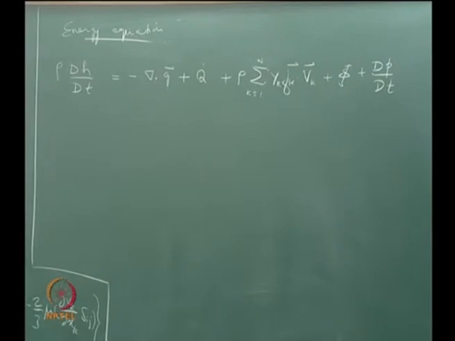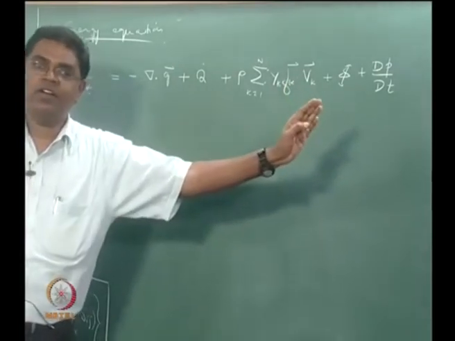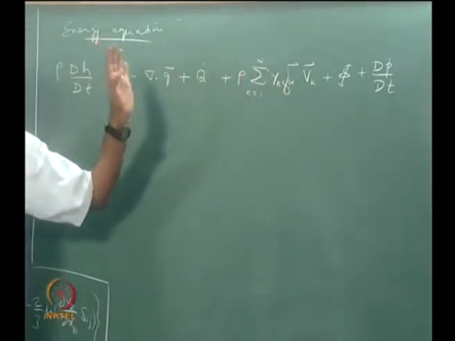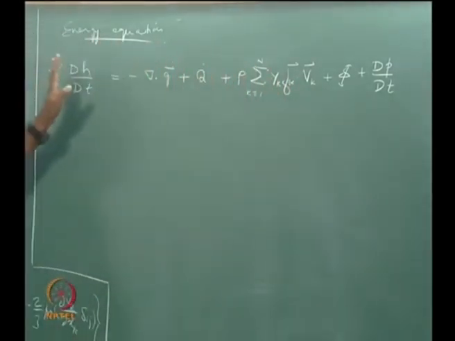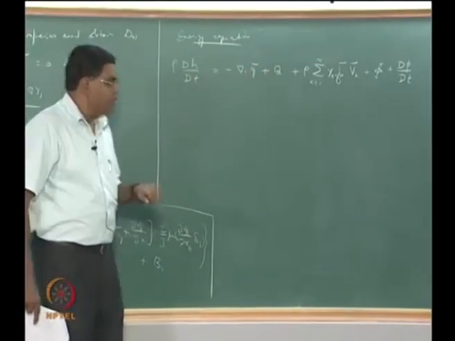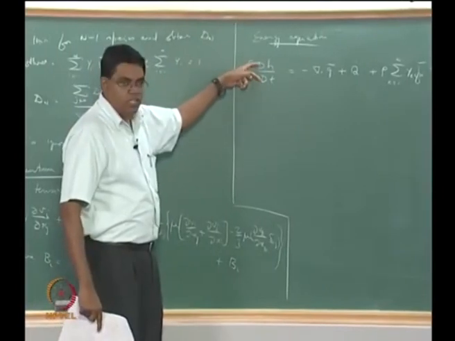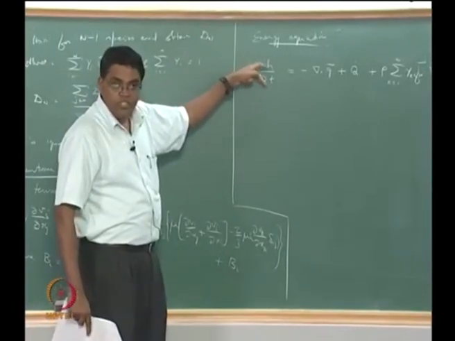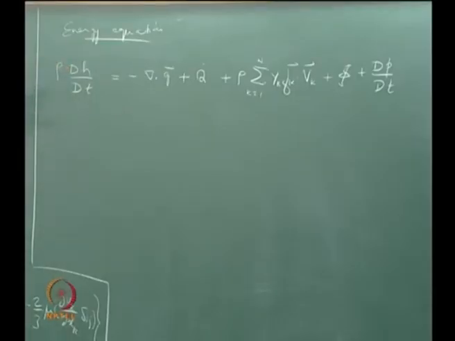Now I told you, anytime you look at an equation that keeps going on and on, don't worry about it. You start looking at it term by term, and then start making sense out of this. Capital D over dt refers to the substantial derivative or material derivative or total derivative, which in turn would be like dou by dou t plus v dot del.